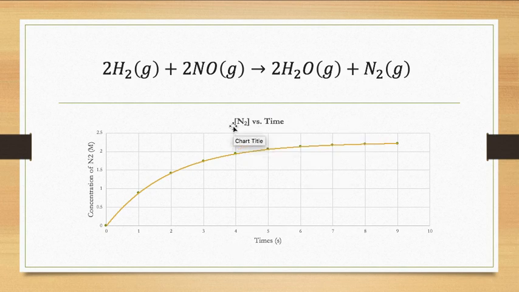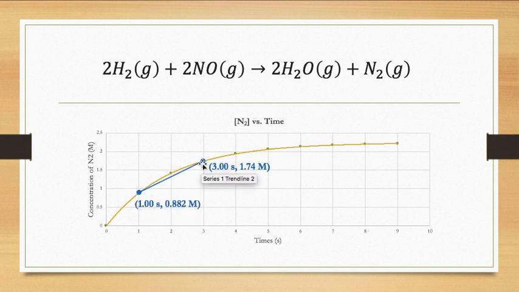So this is a graph of the concentration of nitrogen versus time. Concentration of nitrogen is on the y-axis, and again, we have time on the x-axis. And this is increasing now because it's a product. So we're creating N2. So over time, we're going to have more of it.